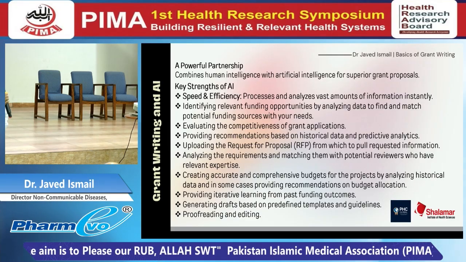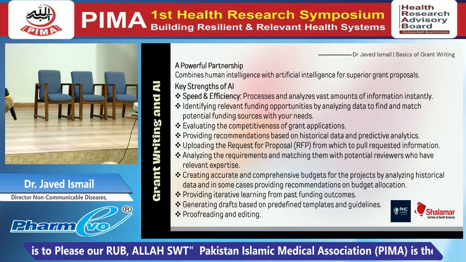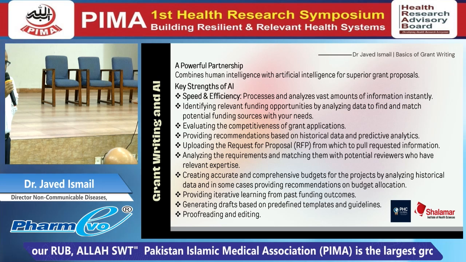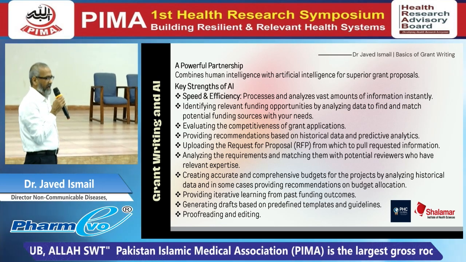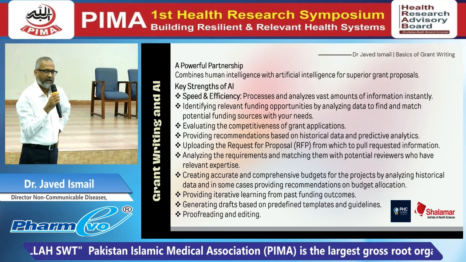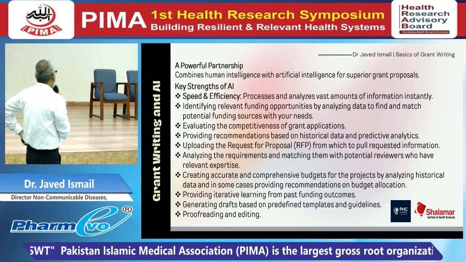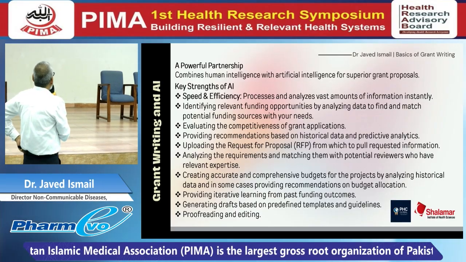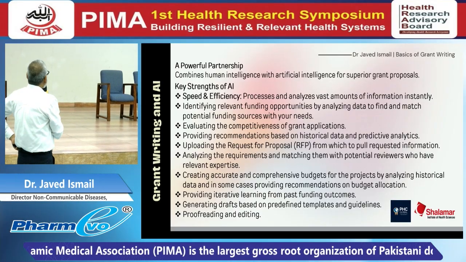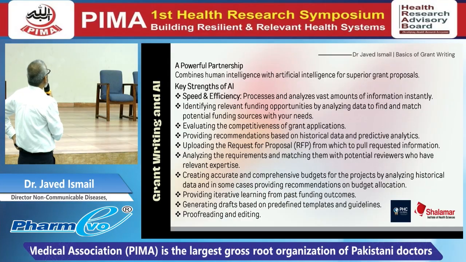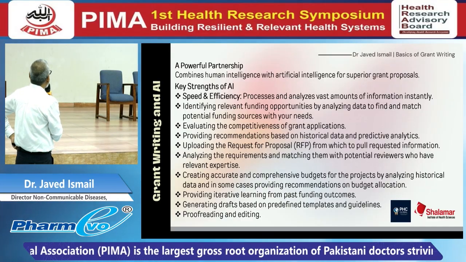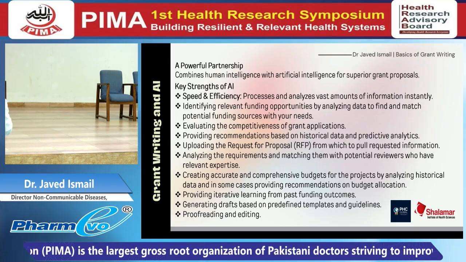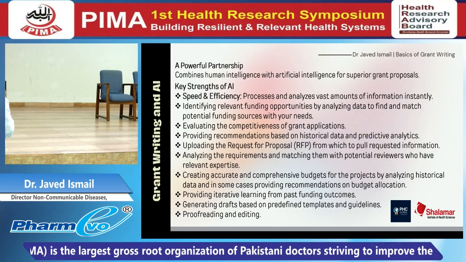To help you out in actually submitting that particular grant, use AI as your assistant, as your partner in writing or helping to submit your grant. So the recommendation is that you should combine human intelligence with artificial intelligence for a superior grant process. The key strength of AI in that particular area is its speed and efficiency.